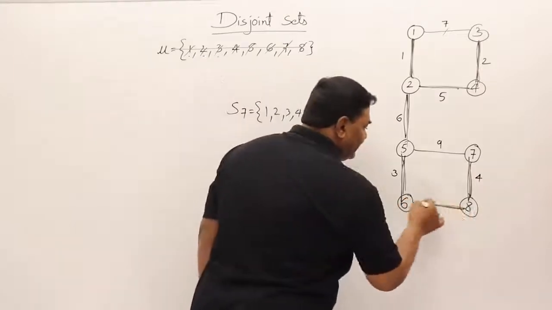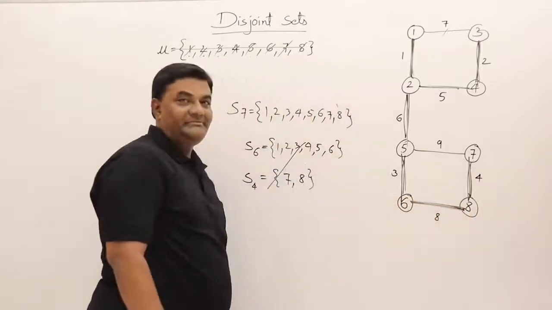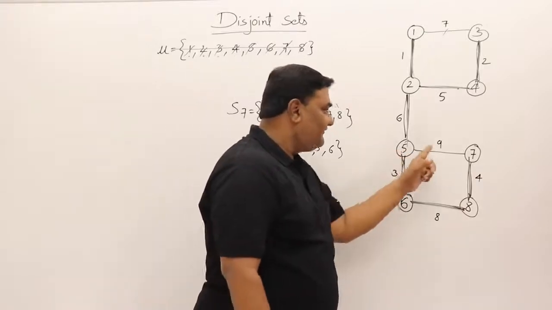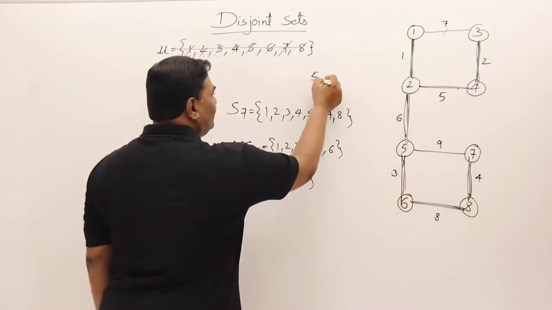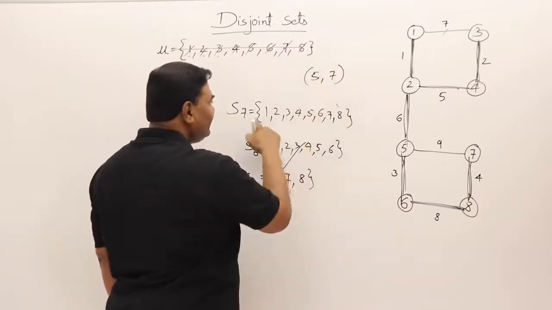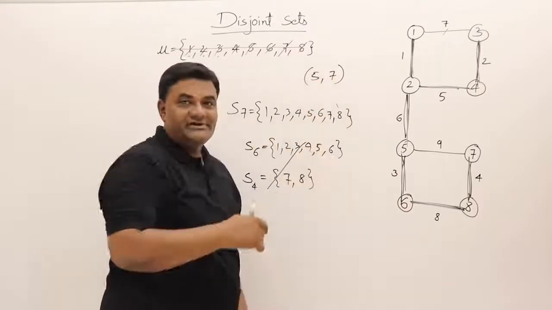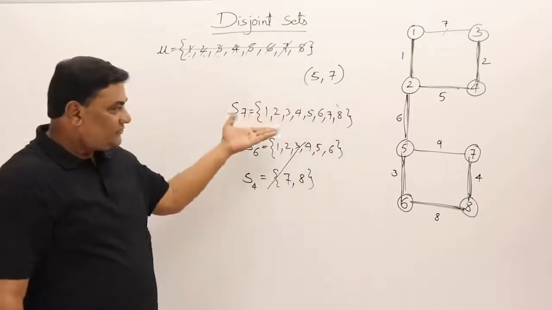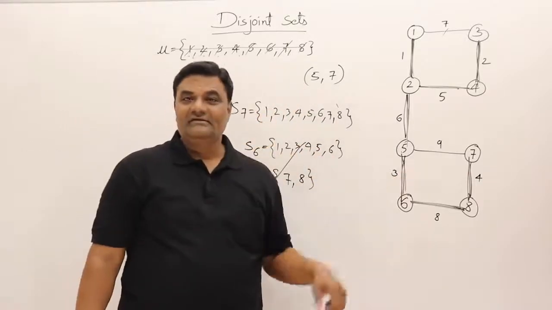So this is also included. Now the last edge remaining is the ninth one, 5, 7. Find 5. It is in this set. Find 7. This is also in this set. Both are in the same set only now. As they both belong to the same set, there is a cycle.